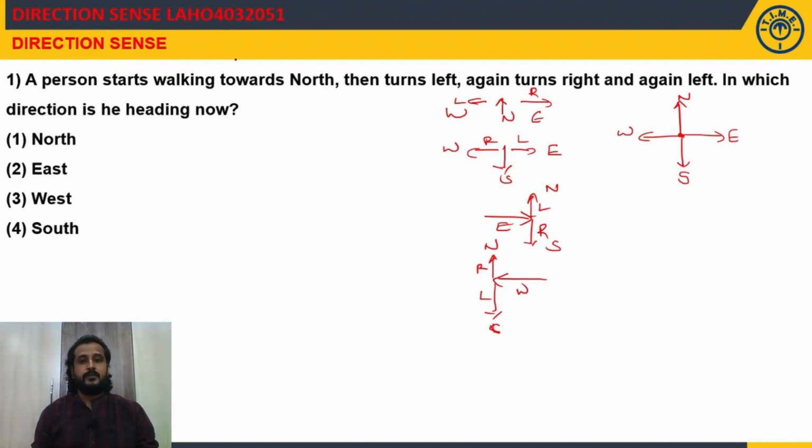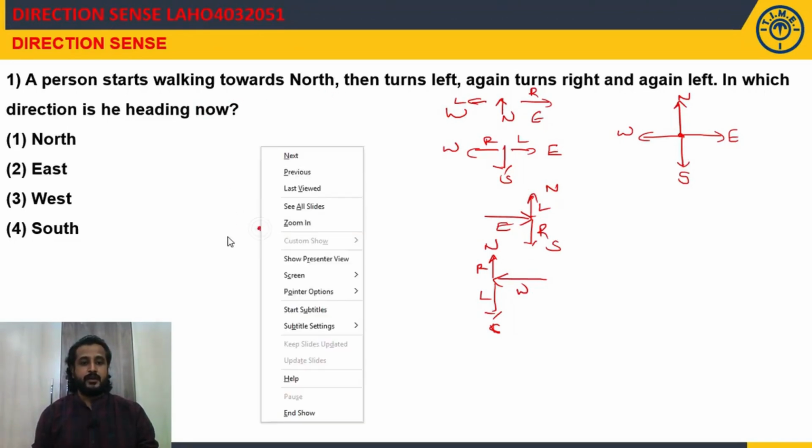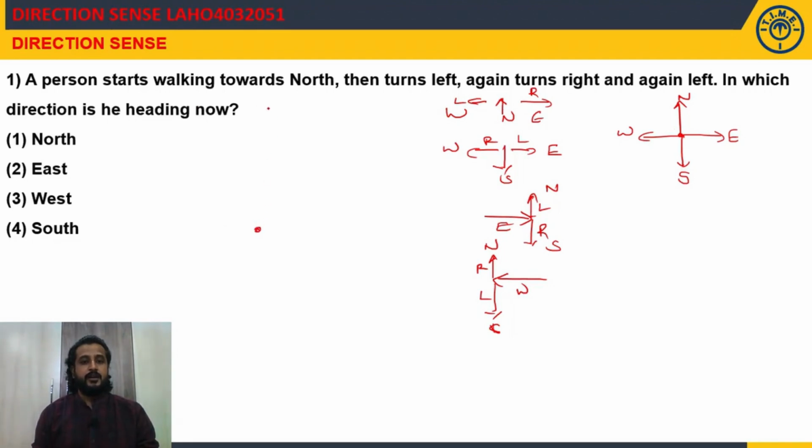Now, what is the given question? A person started from a place and walks towards north. Distance is not given, so no issue. Let's say it is x meters. Then turns left. While moving towards north, what is the left hand side? Just now we discussed, west. So west.